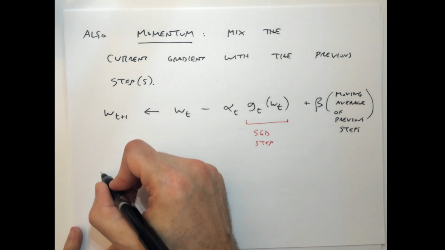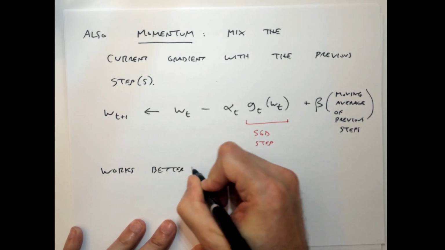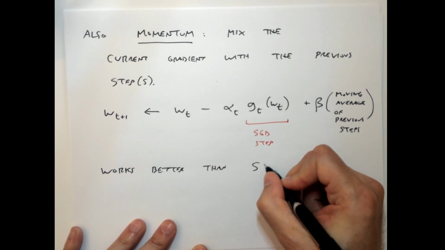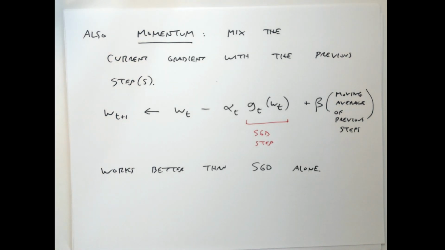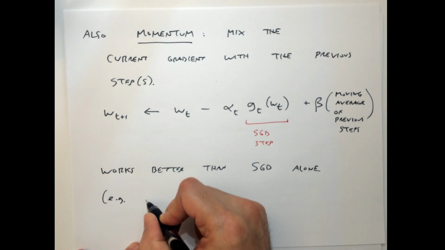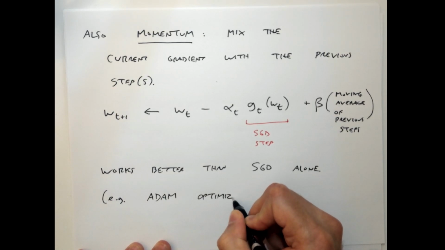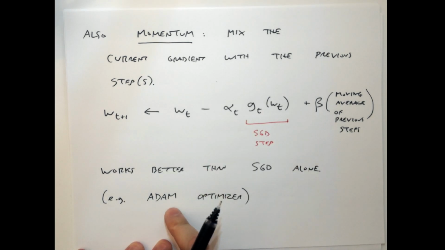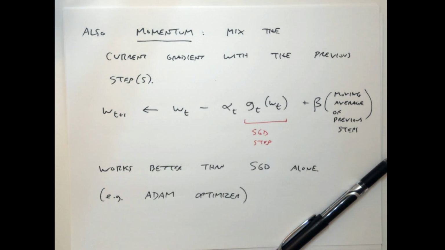So this has been found to work better than SGD alone. For example, if you were to look at the default optimizers in machine learning code, one of them is called the Adam optimizer, which is not exactly this, but the M stands for momentum, right? So it's one of the tricks that people use to do better optimization, okay?